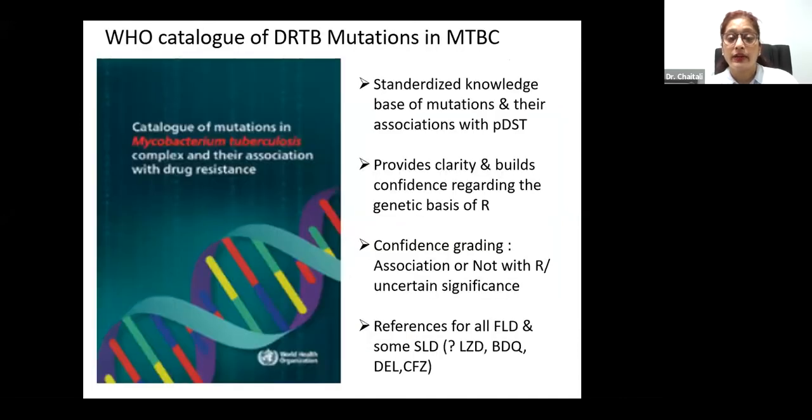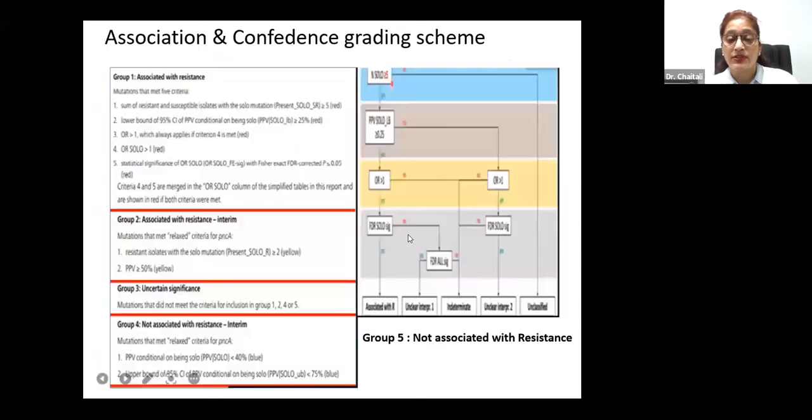This is the WHO catalog, which gives confidence in reporting whole genome sequencing. I'm not going into depth, but just to shortlist it, it is divided into five groups. Group 1 shows association with resistance. Group 2 shows association with resistance, interim. Group 3 is uncertain significance. Group 4 is not associated with resistance, interim, and Group 5 is not associated with resistance at all. So based on this WHO catalog of mutations, it is very easy and gives confidence for whole genome sequencing and even targeted genome sequencing to report resistance with high or medium confidence.